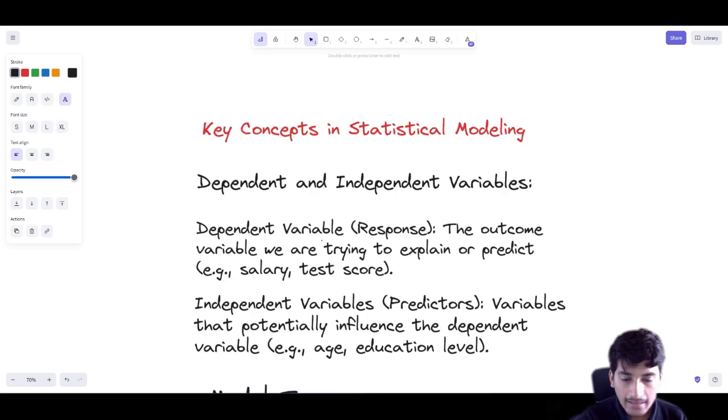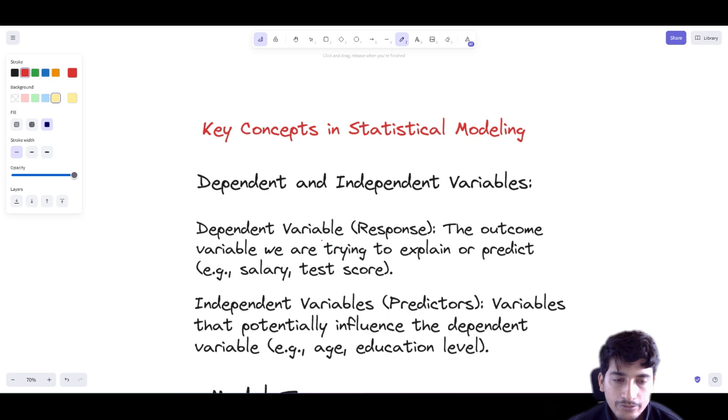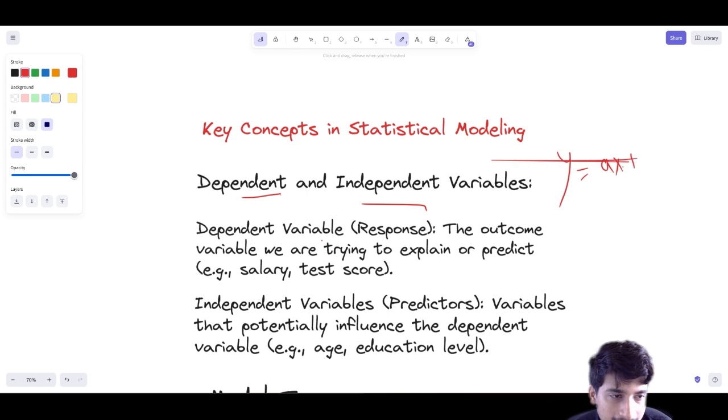Now let us look at some key concepts in statistical modeling. Basically, there are two main concepts known as dependent and independent variables in modeling. Suppose you have come across this equation, right? Y is equal to ax plus bx.